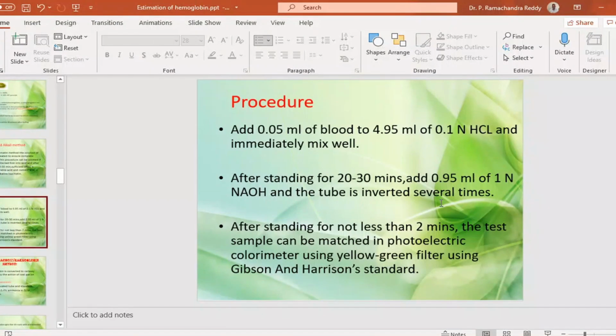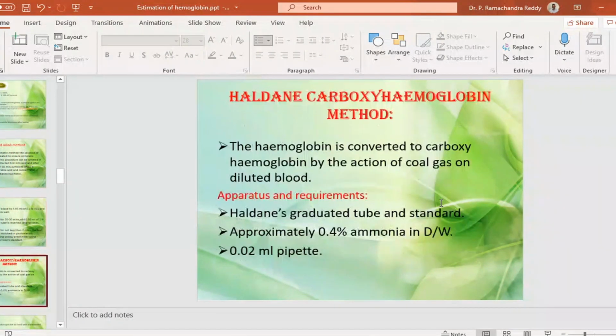The procedure for this is to add 0.05 ml of blood to 4.95 ml of 0.1 N HCl, the same as the alkaline hematin method. After standing for 20 to 30 minutes, add 0.95 ml of 1N sodium hydroxide, and the tube is inverted several times. That means mix it properly, right? After standing for not less than 2 minutes, the test sample can be matched in a photoelectric colorimeter using the yellow-green filter using Gibson and Harrison standards. Because of that, we can calculate the amount of hemoglobin present.